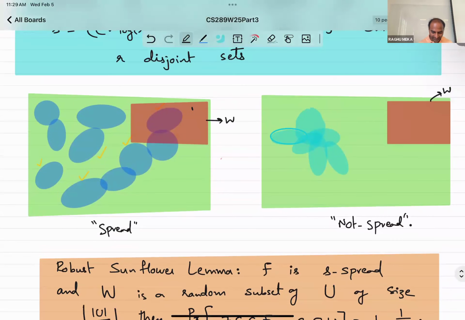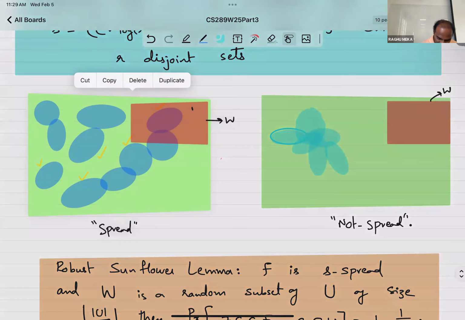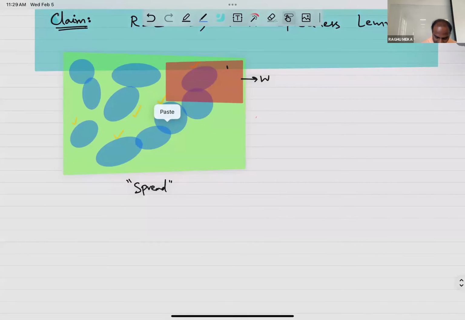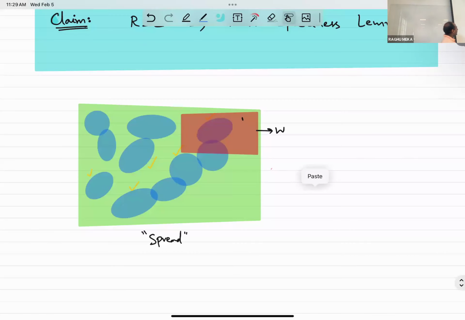Okay, why is that? This should be somewhat mysterious. Let's unpack it. What is this saying? So the robust sunflower lemma says, I have a spread family of sets. I pick a random set W. It doesn't have to be contiguous, I drew it in a contiguous way. Then it contains one of the sets with probability 1 minus 1 over 2R. And I want to use this to say that there must be R disjoint sets. How can I do that?